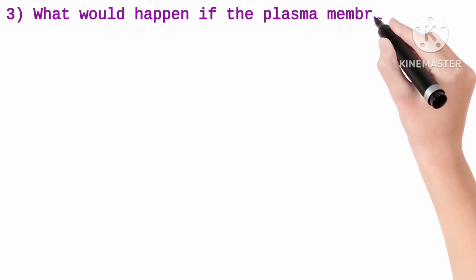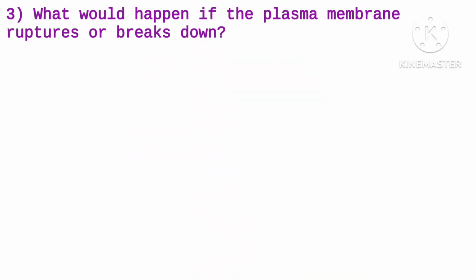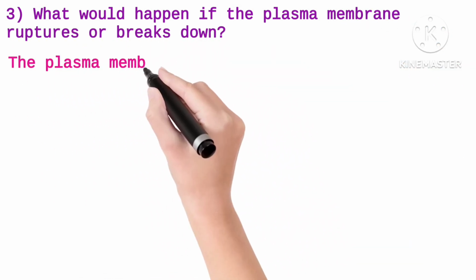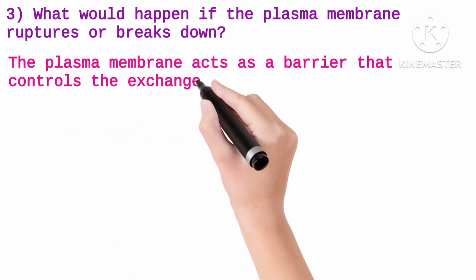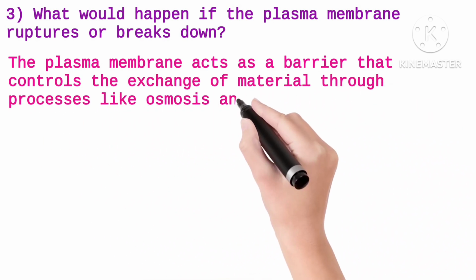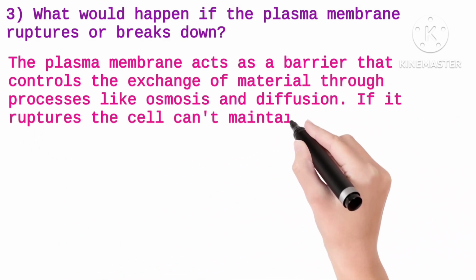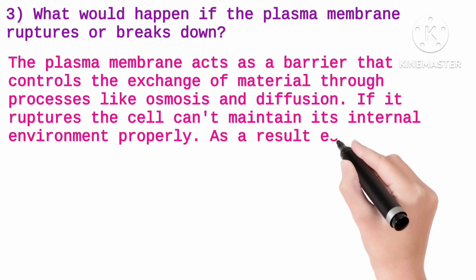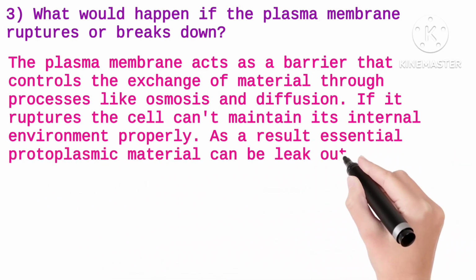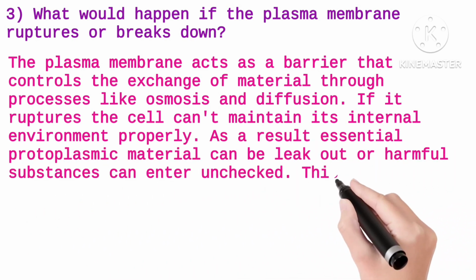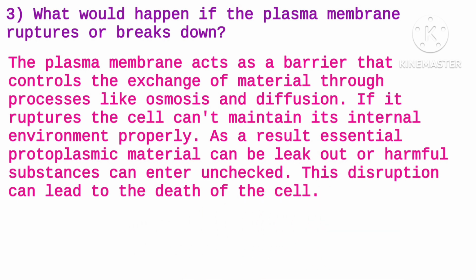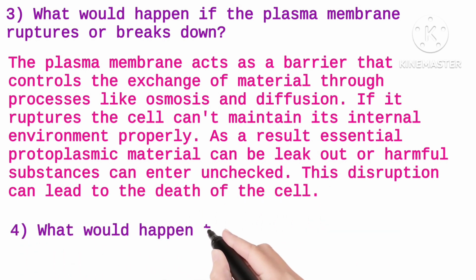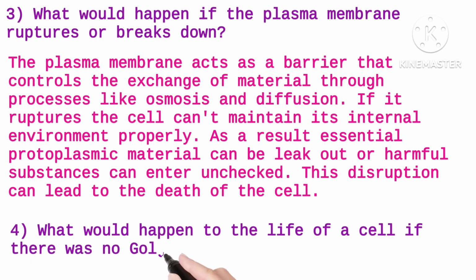What would happen if the plasma membrane ruptures or breaks down? The plasma membrane acts as a barrier that controls the exchange of material through processes like osmosis and diffusion. If it ruptures, the cell can't maintain an internal environment properly. As a result, essential protoplasmic material can leak out or harmful substances can enter unchecked. This can lead to the death of the cell.